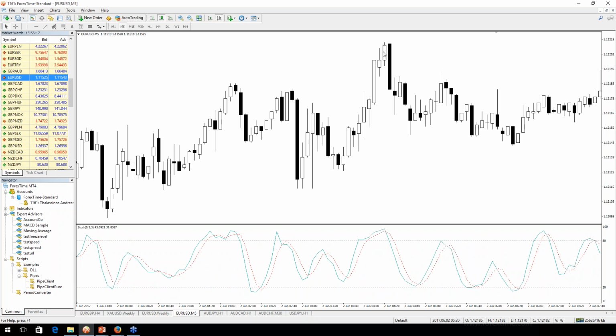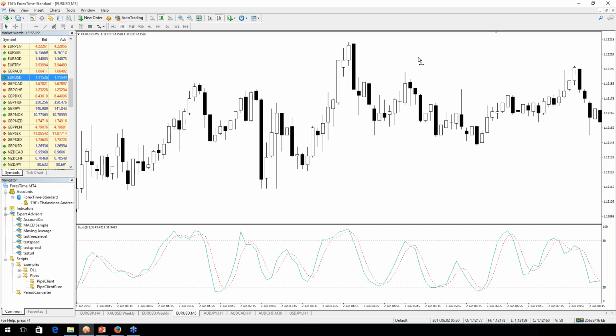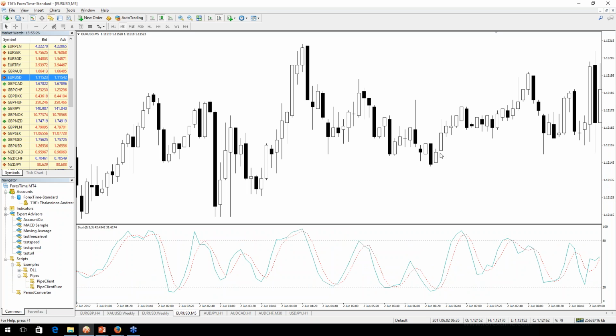Perhaps this engulfing pattern here, or perhaps this harami here. Do you see the harami here, guys? Do you see this harami? Yes? So, is it oversold?